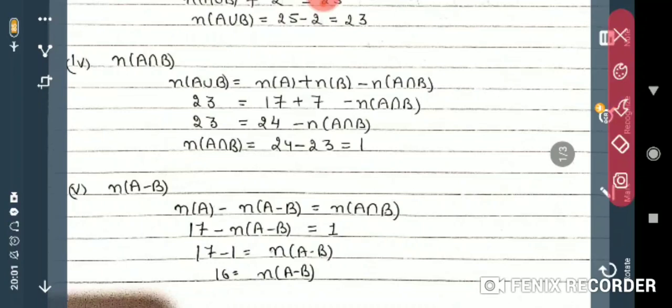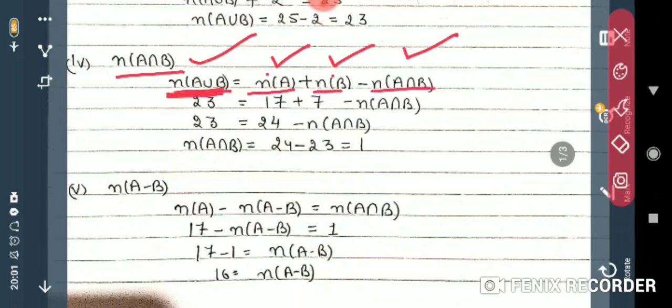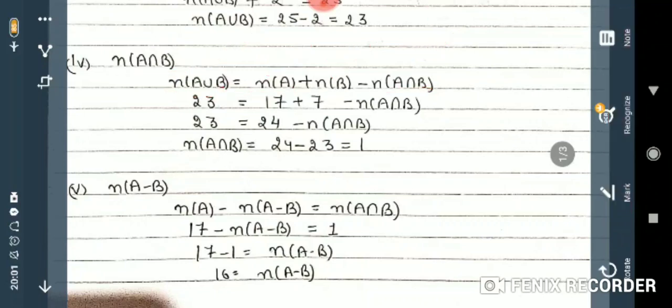Now the next question is n(A intersection B). How will you find n(A intersection B)? As you know, A union B means the elements of A plus B. Yes or no? Then why do we subtract A intersection B? Because intersection means common elements. When you write the elements 2 times, then 1 time you subtract, yes or no? That's why you find n(A union B) as n(A) plus n(B) minus n(A intersection B).